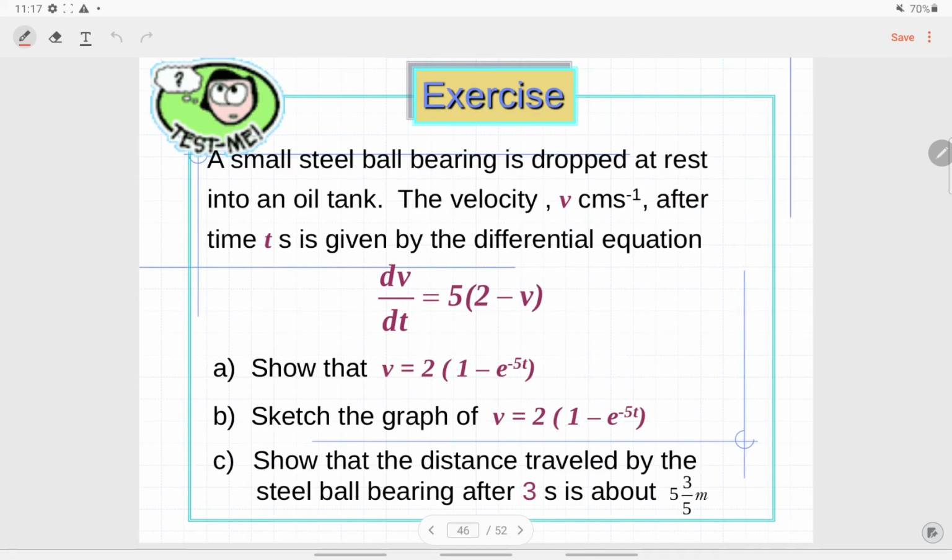Okay, exercise here, you can do this one. Okay, we do it together. This exercise: a small steel ball bearing is dropped at rest into an oil tank. The velocity v centimeters per second after time t seconds is given by the differential equation dv over dt equal to 5 times (2 minus v). Show that v equal to 2 times (1 minus exponential negative 5t).